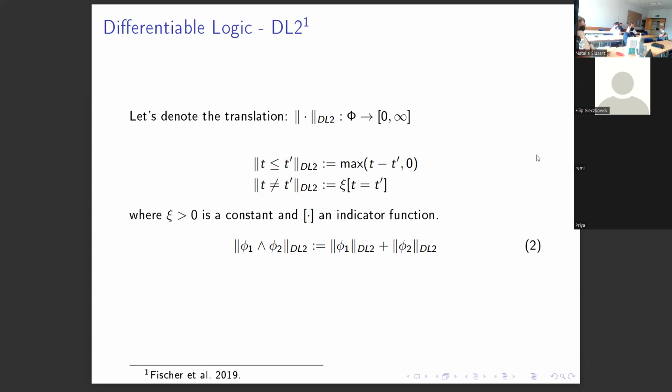So we have a translation that goes from our little language to 0 to infinity. That is the domain that it will map everything to. 0 is true, and everything else means the constraint is not satisfied. This first starts with translating the atomic formulae, so it translates these comparisons. We have less than or equal, just going to a maximum like this, and we have not equal with a constant and an indicator function. And then it translates conjunction as addition.